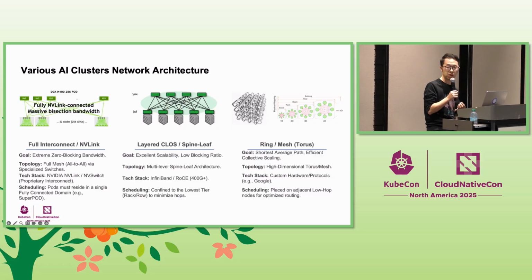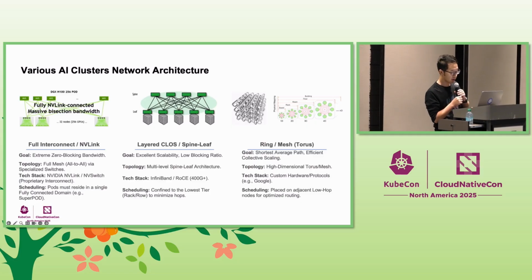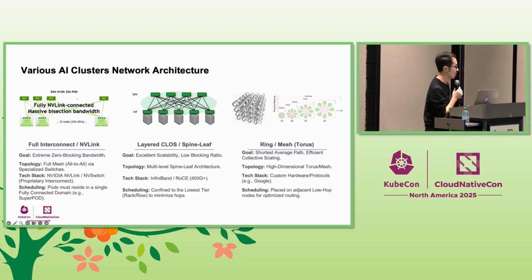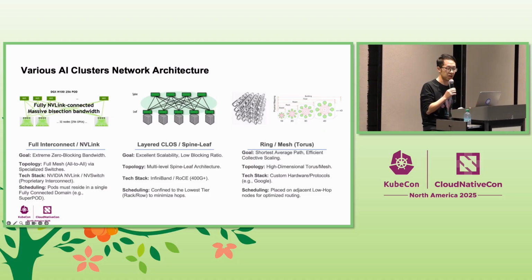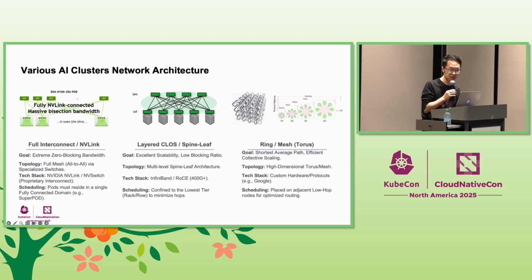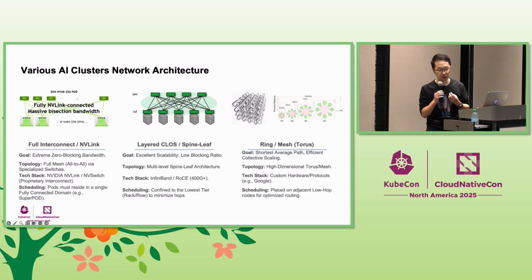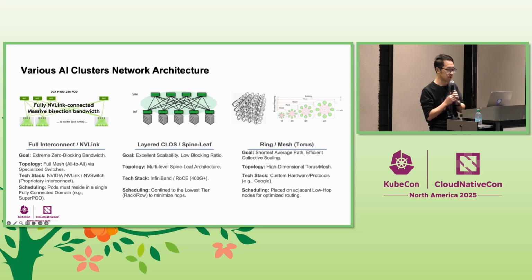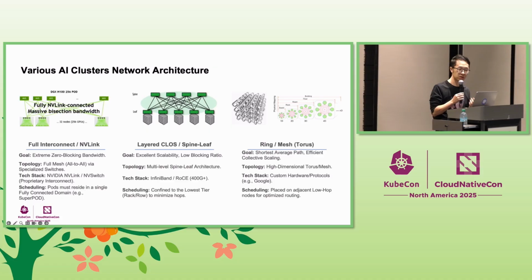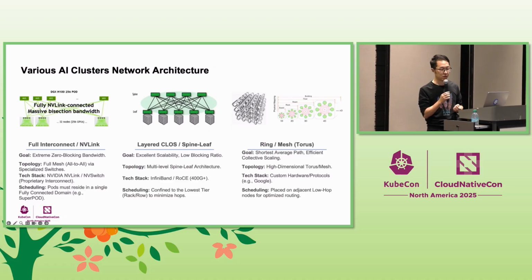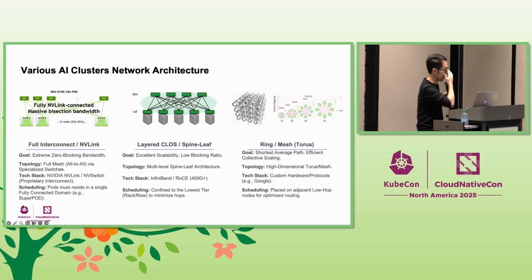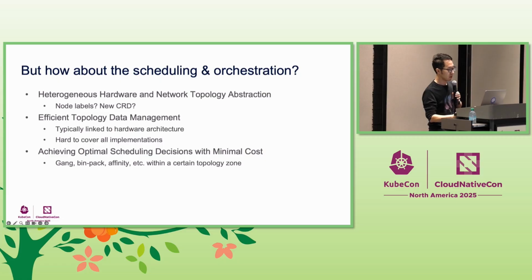They are more specific, so I'm not going into the details. I just want to mention that the different designs of the network for the AI cluster bring complexity and challenges for the scheduler and the orchestrator. From the users' perspective, we always want a simplified, unified way to deploy our workloads. So for the platform layer, we need to find a way to define a good abstraction for the network topology, right?